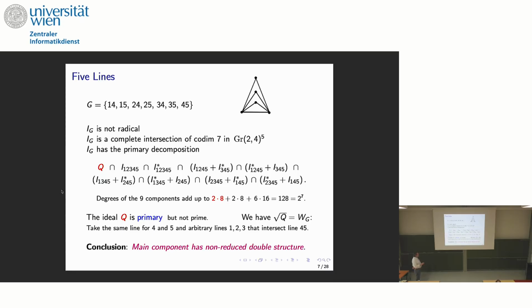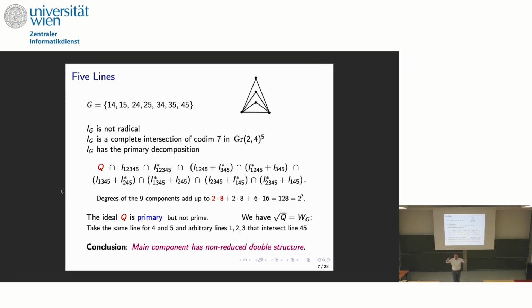And what is this? Well, you take the same. So what is W? You take 4 and 5 to be the same line, and arbitrary lines 1, 2, and 3 that intersect that double line. This doesn't sound like a strict realization, but it actually is a strict realization.